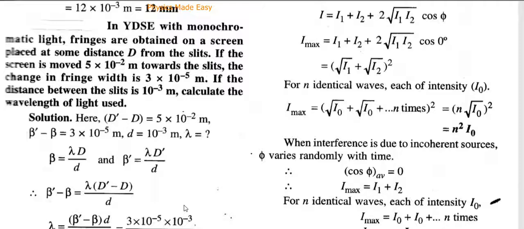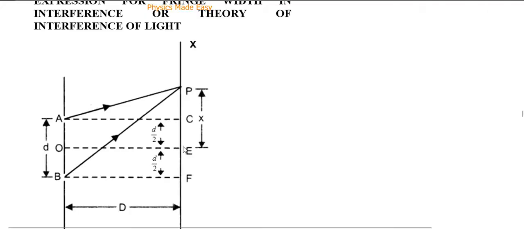So if the screen is moved towards the source, it means D is decreasing. The change in the fringe width is given, this much. This change is given. And if the distance between the slits is given, now what is there? Actually what is happening, I will show you here.